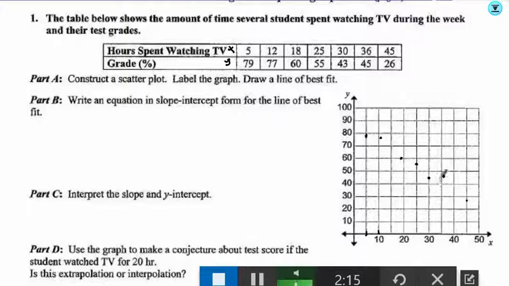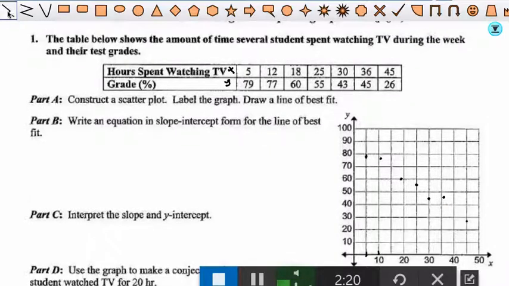Now to put in the line of best fit. So you would take your ruler, and basically what you're going to do is create a line so that approximately half the points are above and half the points are below. Maybe one right on. So you're doing a best guess here. Okay. So there's your line of best fit.